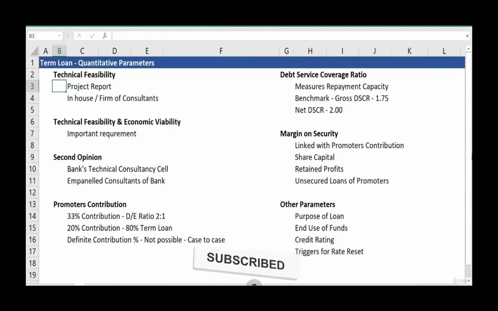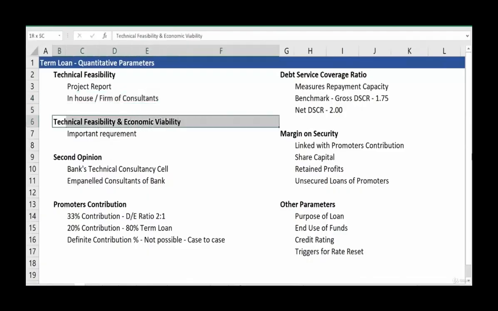Here banks will be asking for project report to understand the viability of the project undertaken by customer. This project report may be prepared in-house, or it can also be prepared by a firm of consultants or merchant bankers. Here the technical feasibility of the project and economic viability of the project is the foremost important requirement when it comes to funding long-term projects.